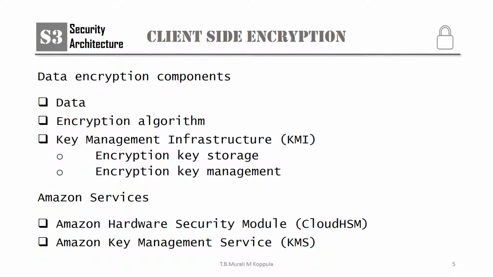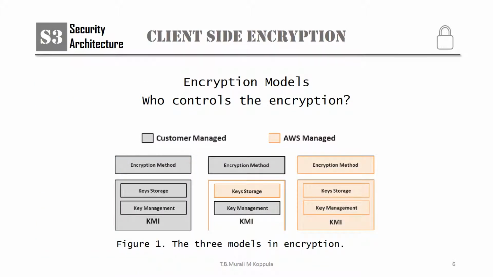In this picture, we see the three models A, B, and C for encrypting data in S3. In model A, we can control the encryption method as well as the key storage and key management. In model B, we can control the encryption method and the key management, and AWS controls the key storage. In model C, AWS controls the encryption method as well as the key storage and key management.